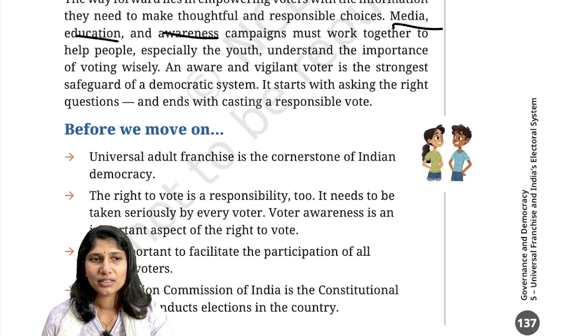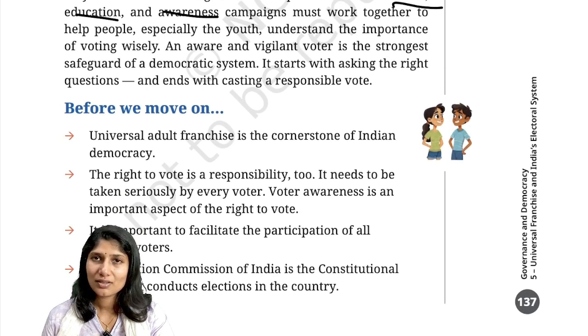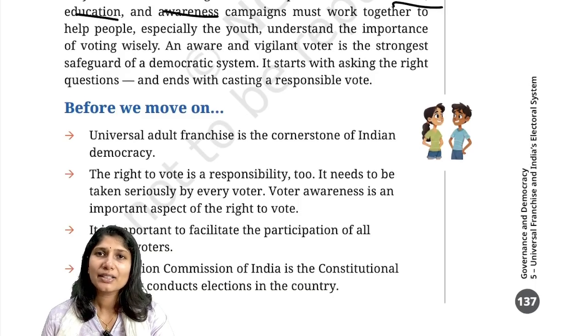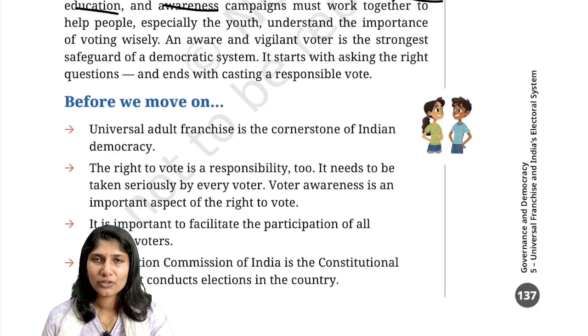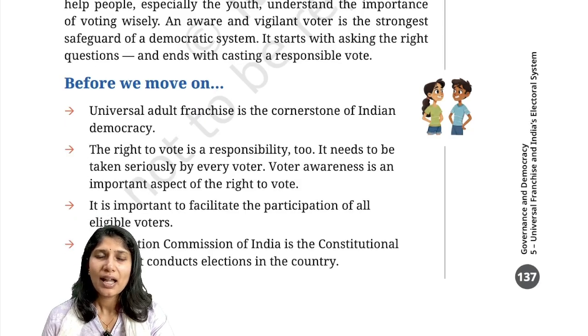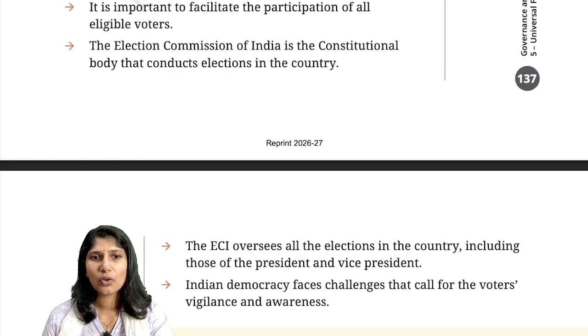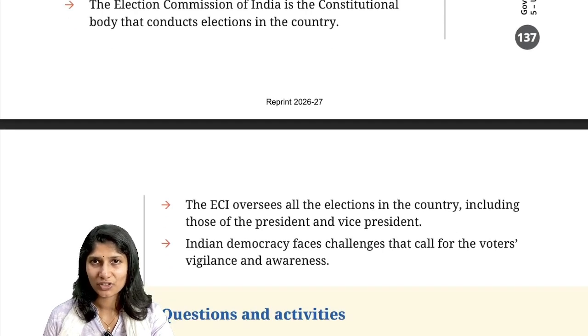So what did we learn in this chapter? Universal adult franchise is the most important pillar of Indian democracy. A right to vote is not just a right but also a responsibility, and all the eligible voters' participation is very crucial. And the Election Commission of India is a free, independent, constitutional body which conducts free and fair elections, okay, and they are the ones who make sure they conduct elections for your Lok Sabha, Rajya Sabha, State Legislative Assembly, State Legislative Council, Office of President and Office of Vice President. Done. With this, we come to the end of the content.